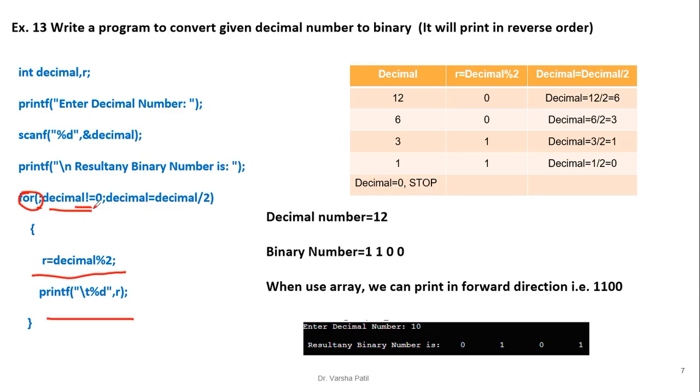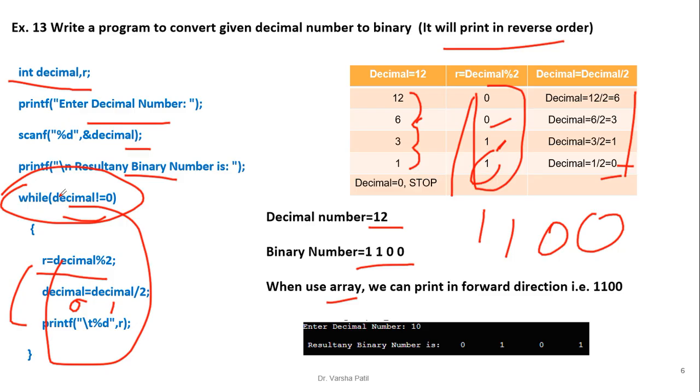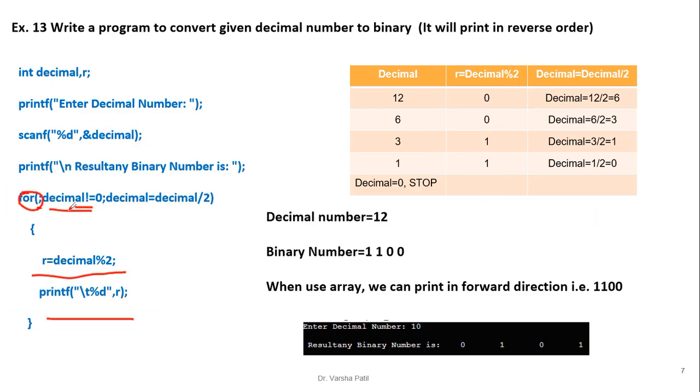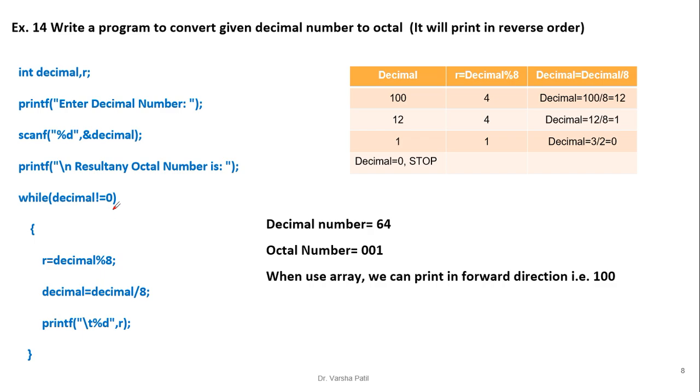This is the final condition, that is decimal not equal to 0: do the processing unless decimal is equal to 0, and reduce the decimal by 2. In this way we can write the same program with while as well as with for. There are only small changes, but once you practice, you will come to know which loop is better for a particular program. Now for the same program, instead of converting to binary we want to convert to octal, so at that time we need to divide by 8 instead of 2.